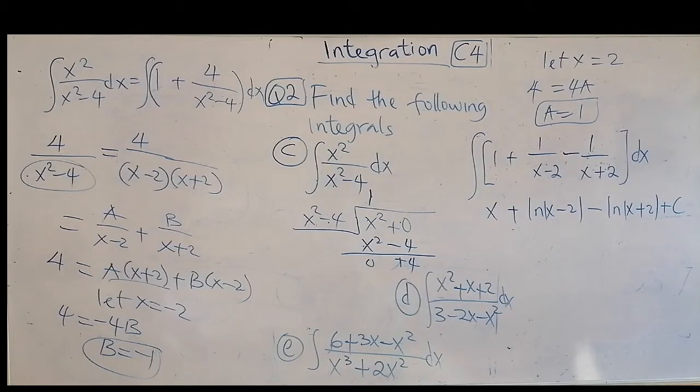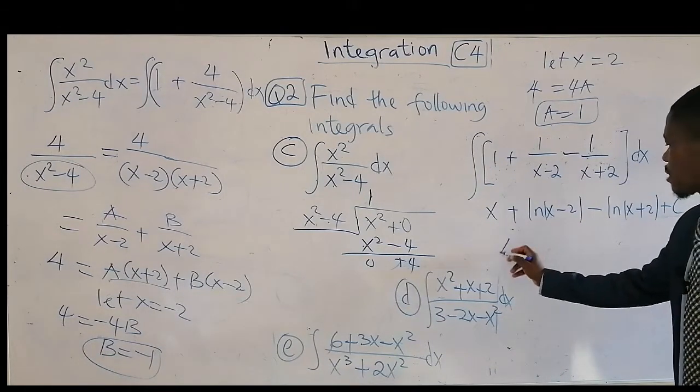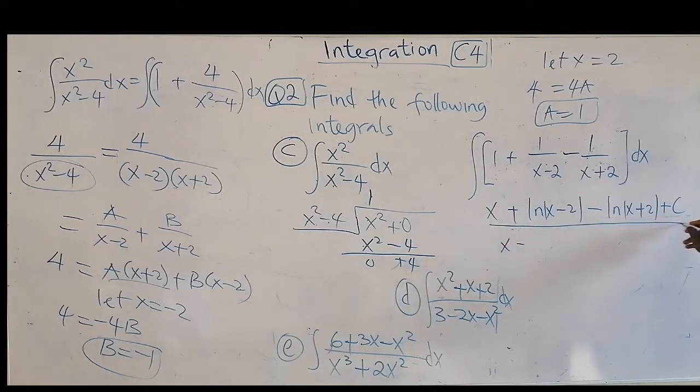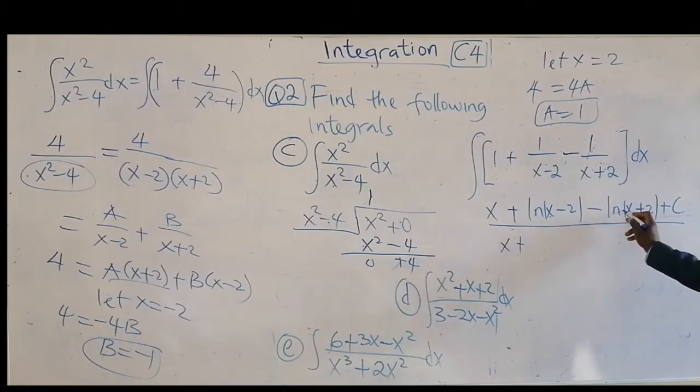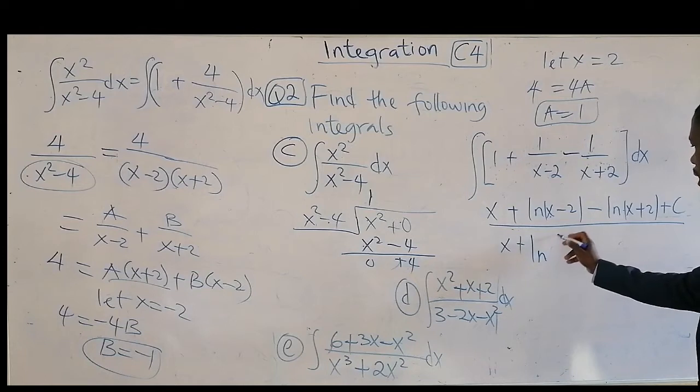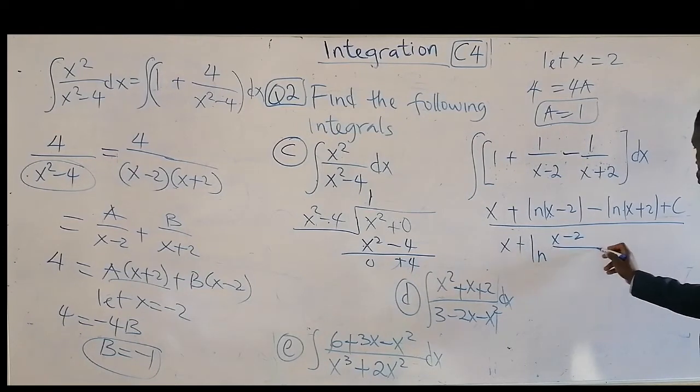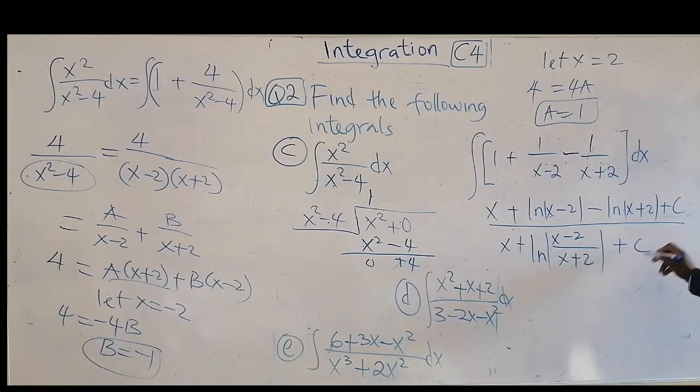So that finished that. We can stop this way if you want. We can also continue: combine this one and this one together, and that will be x plus ln of x minus 2 all over x plus 2, plus c. So that's that on that question.